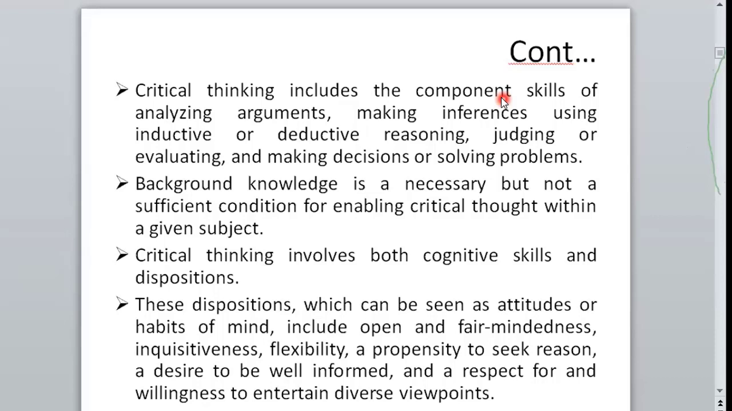Background knowledge is necessary, but not a sufficient condition for critical thinking within a given subject. Having prior understanding or knowledge about a certain issue may be necessary, but having only background knowledge about an issue is not sufficient. Even an accumulation of knowledge is not a guarantee that you will think critically. Your habit of critical thinking must be improved.